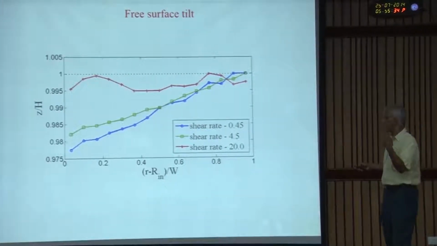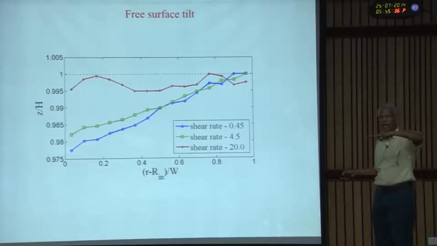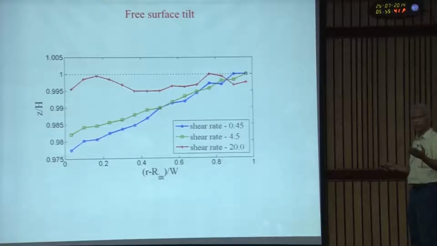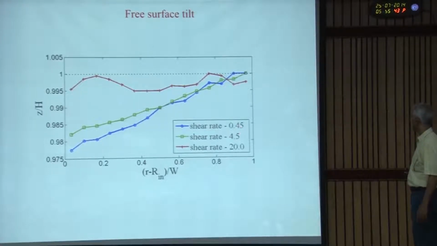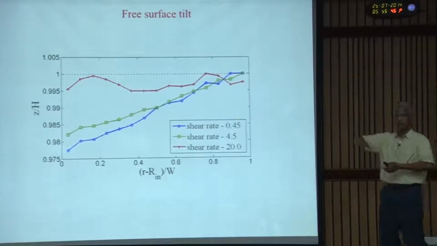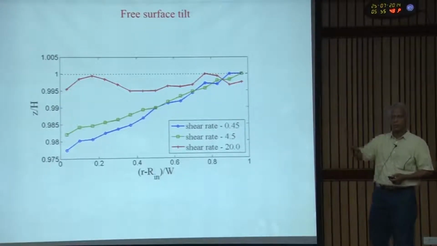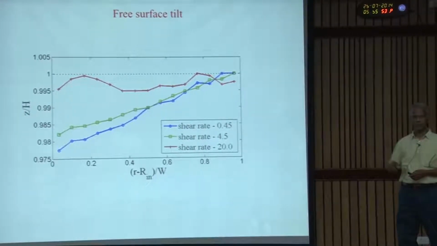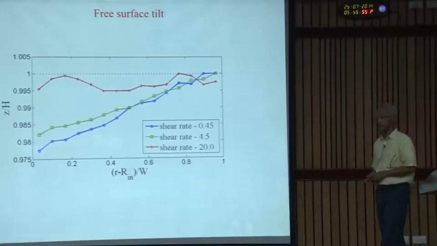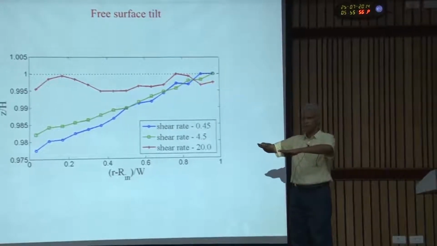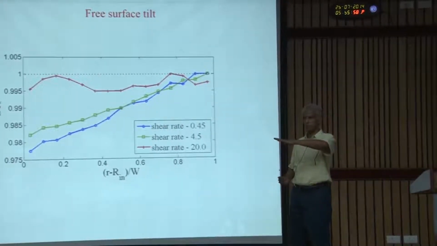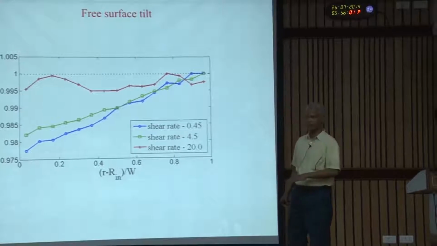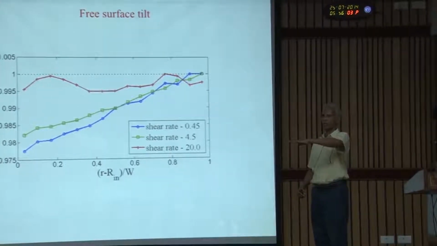But as you keep shearing harder and harder at higher shear rates, it flattens out. Okay, so there is a difference. When you go from 0.45 reciprocal seconds to 20, the surface sort of flattens out, but the vortex remains, and it's always of that sense. It begins flat when it's in a stationary column. As you keep shearing, it tilts. But then if you increase the shear rate, it flattens out again.